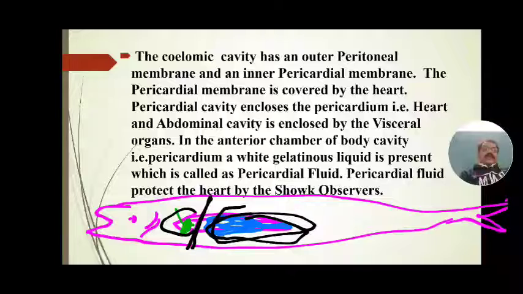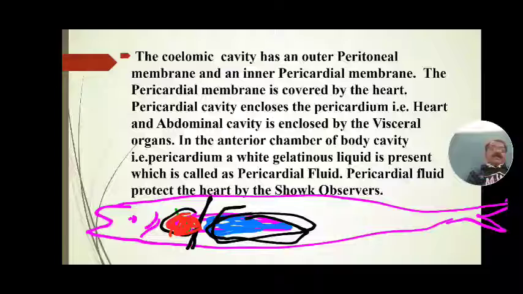In the anterior chamber of the body cavity, that is the pericardium, a white gelatinous liquid is present. See, this is the anterior chamber, which is shown in red color. This white gelatinous liquid is called the pericardial fluid, shown here in red color.